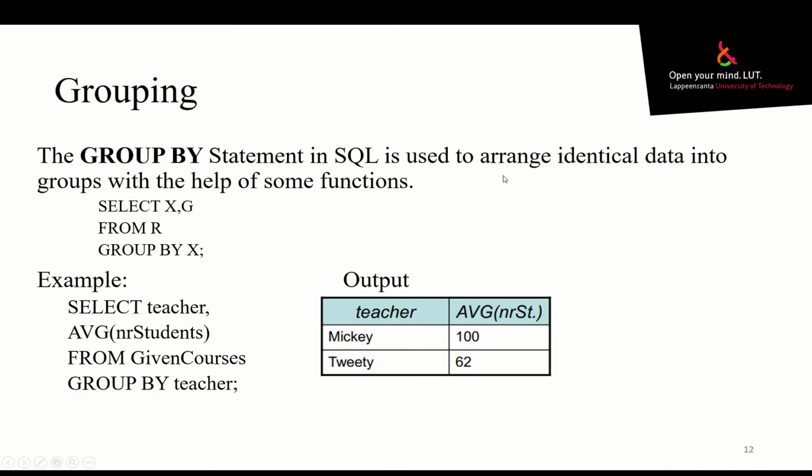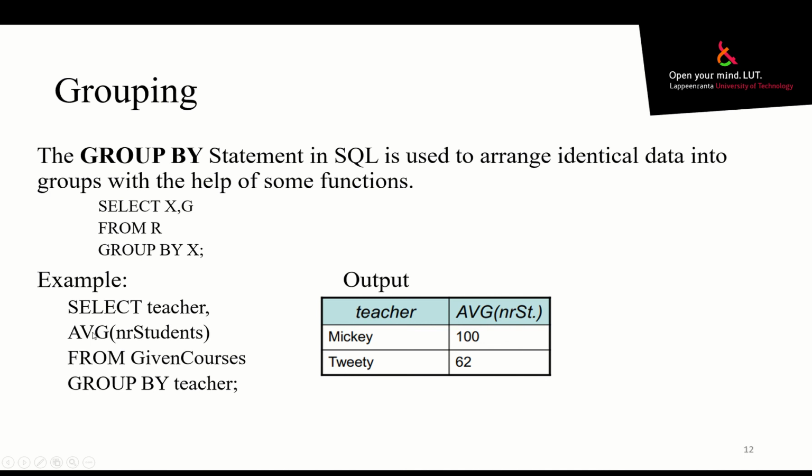And the next one is about grouping. Grouping is basically an SQL statement used to group a set of identical data. So you specify the select statement from which table, and at the end you group by whatever column you want. Let's take an example. Let's say we select teacher and the average number of students.